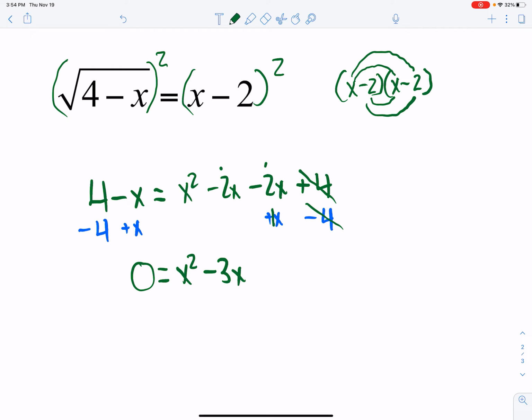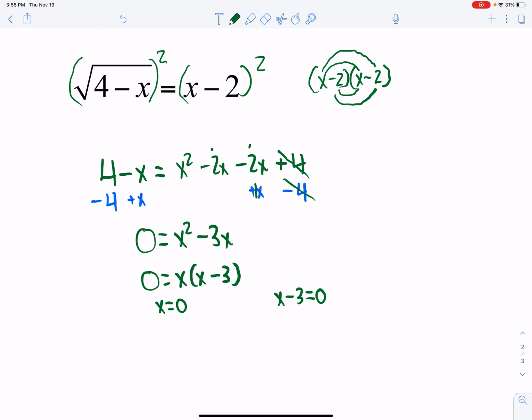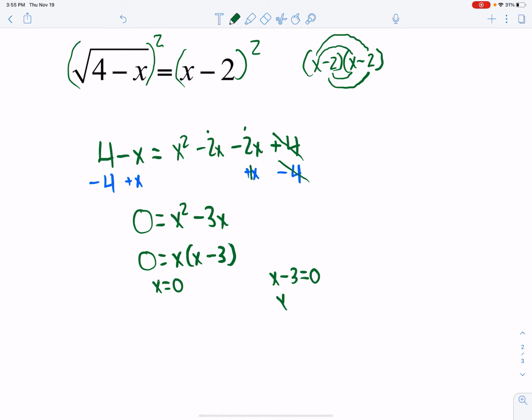Now here, you have to remember what you should always try to do first when you're factoring, which is factor out the greatest common factor. In this case, both of those terms are divisible by x. And when we see what's left, x squared divided by x is x, minus 3x divided by x is minus 3. And now we finish by setting those factors equal to 0. We have x equals 0, x minus 3 equals 0. The first one's already solved. The second one, we add 3 to both sides and have x equals 3.